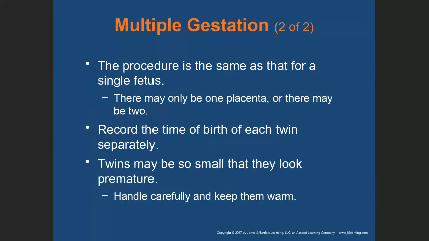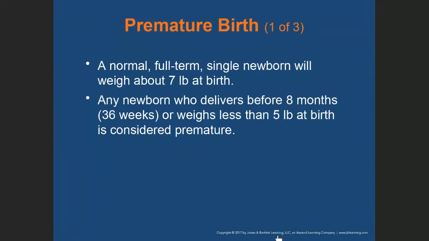Now, continuing with multiple gestation, the procedure is the same as that for a single fetus. There may only be one placenta or there may be two placentas, depending on whether they are identical or fraternal twins. Record the time of birth of each twin separately. Twins may be so small that they look premature. Handle carefully and keep them warm.